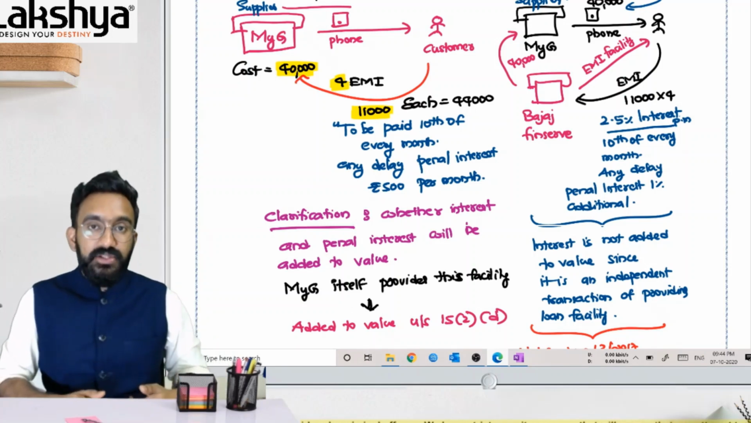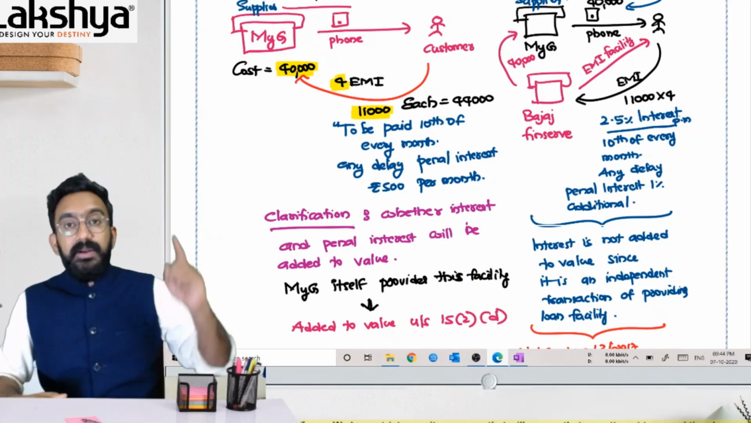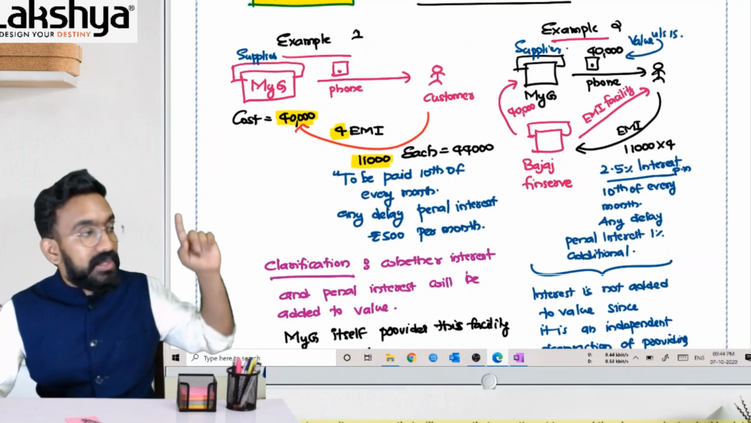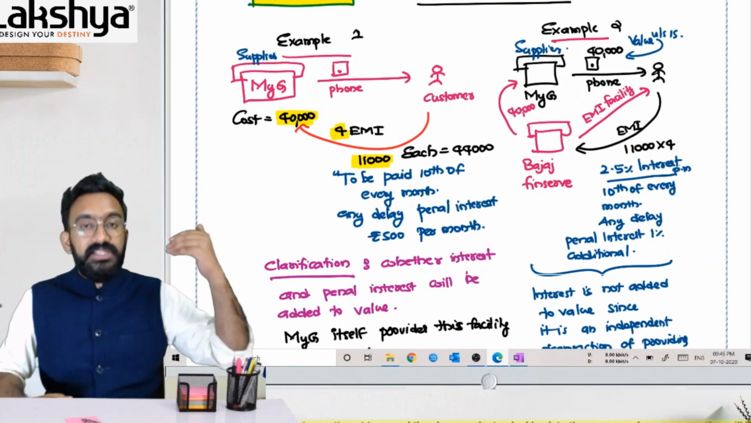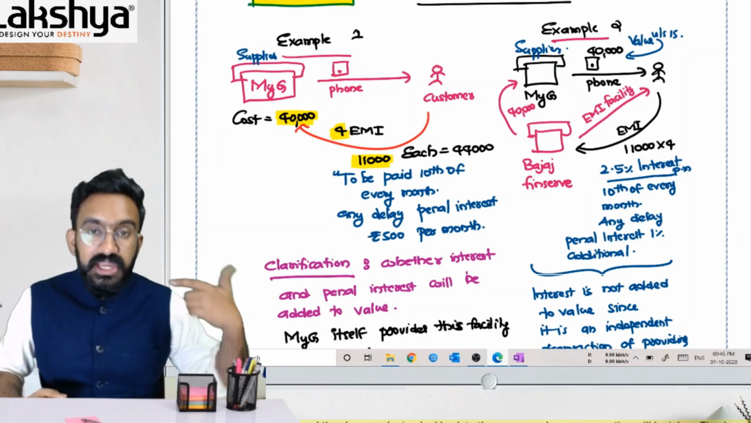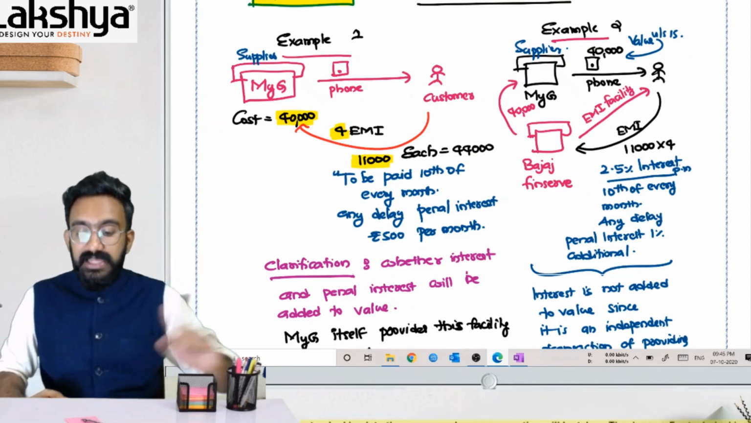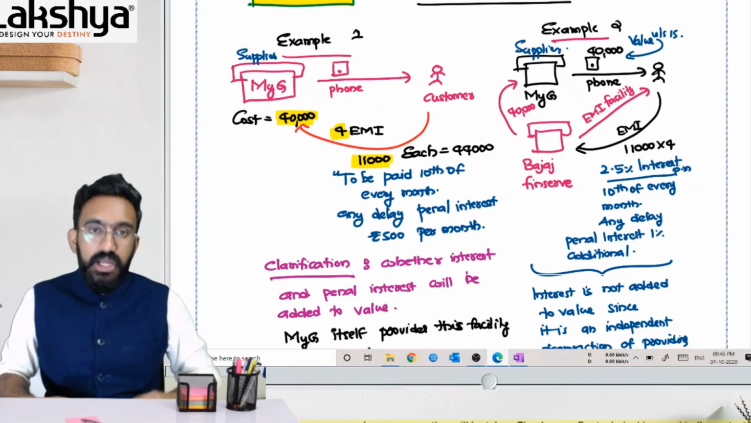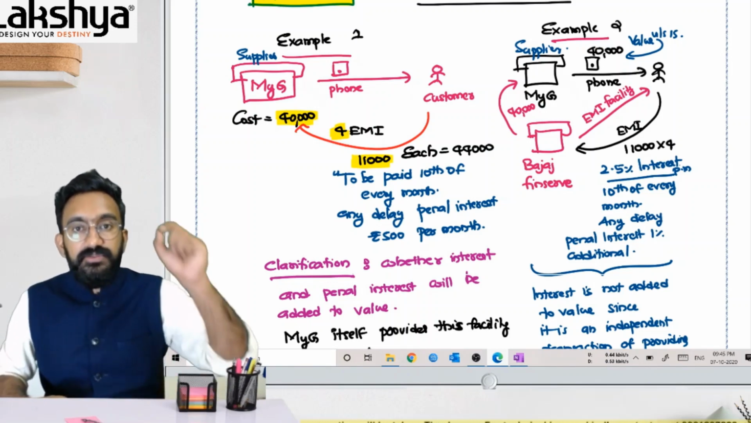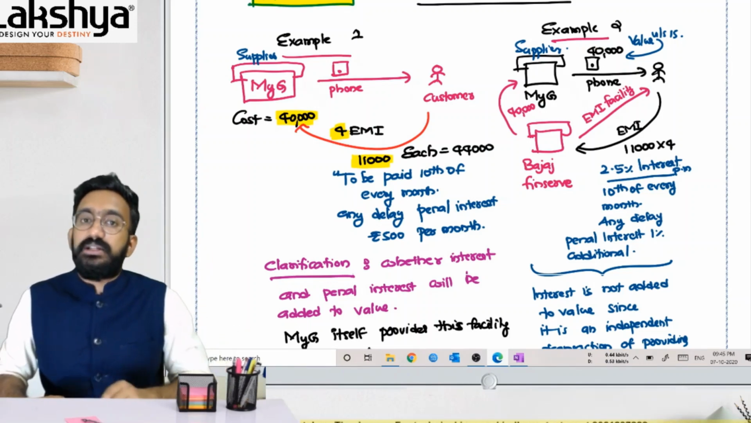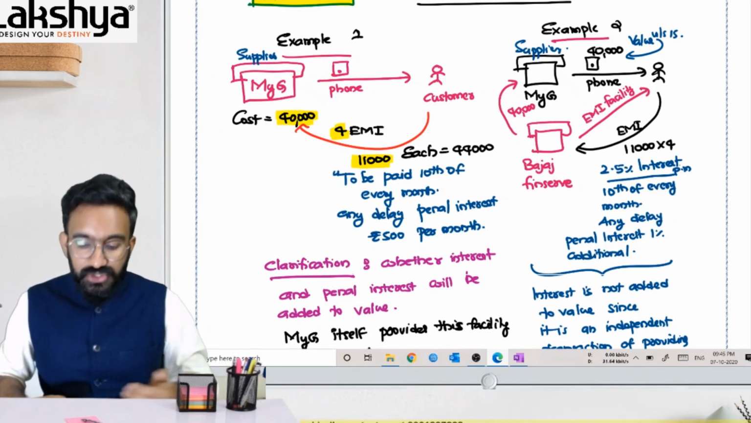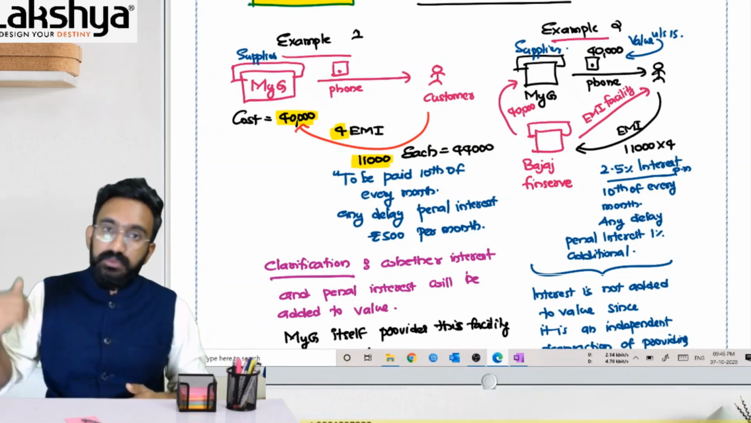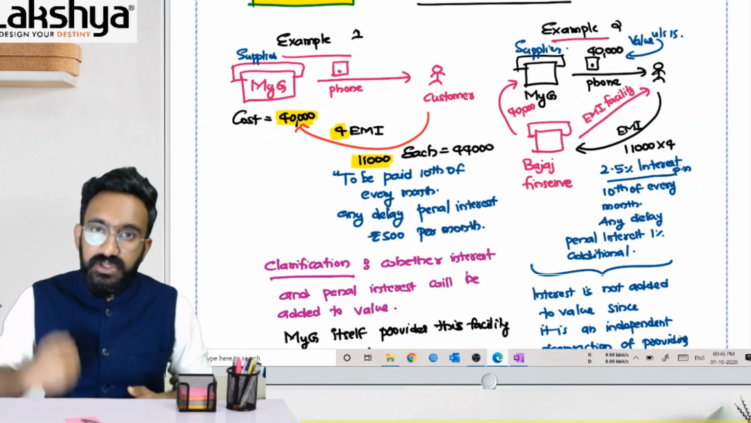So this will be added to the value as per 15(2)(d). But in example number 2, MyG is selling the phone for 40,000, and Bajaj Finserv is paying 40,000 to MyG, but Bajaj Finserv in turn provides the EMI facility to the customer. So as far as MyG is concerned, the phone supplies for 40,000. If that's the case, there is a separate transaction. So MyG is getting only 40,000. That will only be subject to GST, only 40,000.